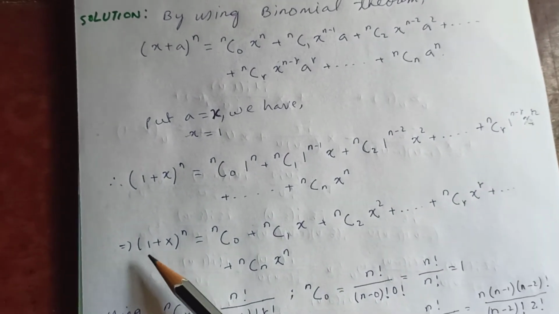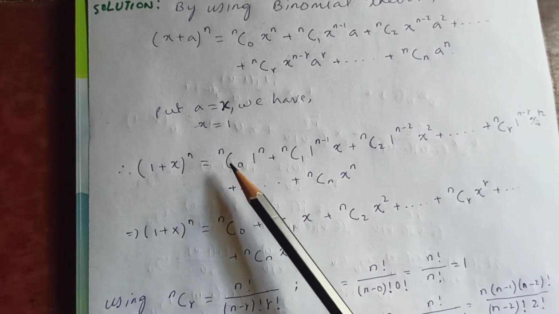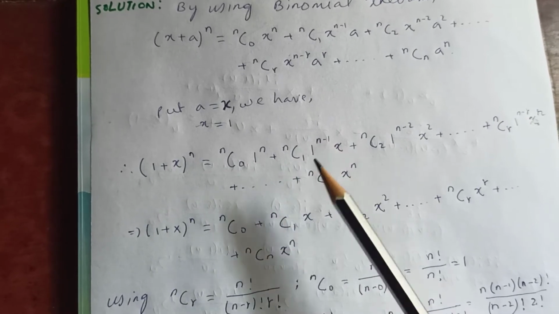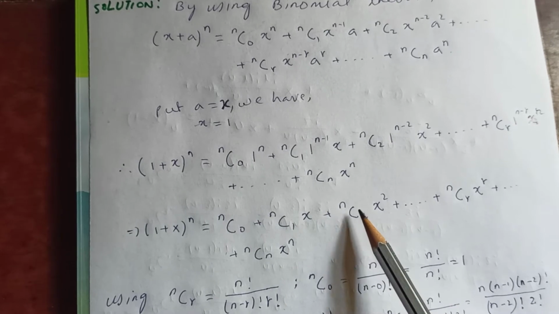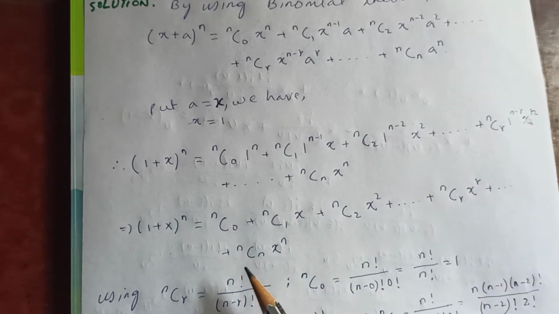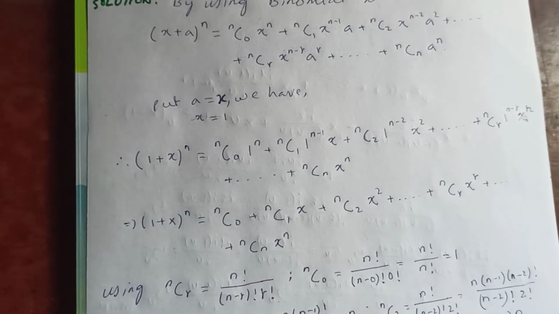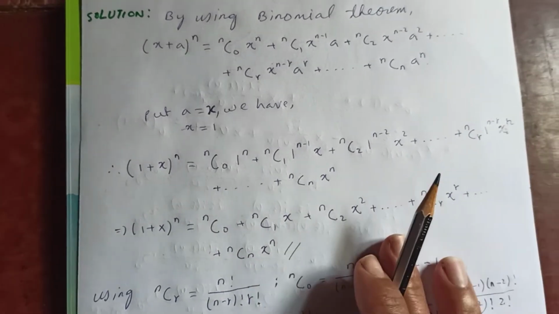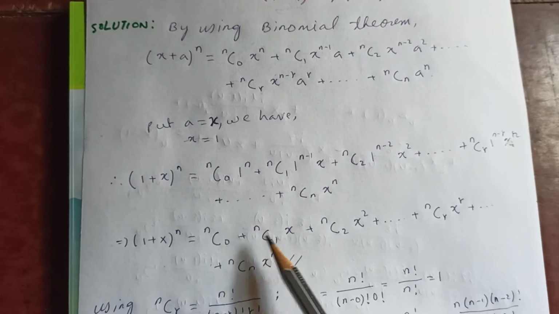Now (1 + x)^n is, so 1^n is just 1, nC0, plus nC1, 1 to any power is just 1, so nC1 x, plus nC2 x^2, plus and so on, plus nCr x^r, plus so on, plus nCn x^n. This is the expansion of (1 + x)^n in terms of combinations.